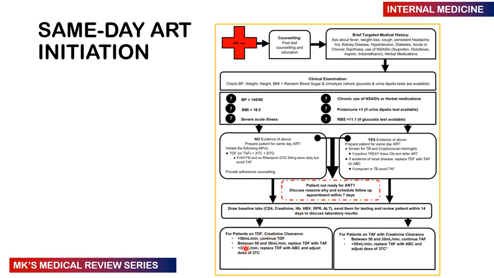If it's less than 30, then replace the TDF with ABC, and then also adjust the dosing of lamivudine. So ABC, lamivudine, as well as dolutegravir. And then, of course, if the creatinine clearance again is between 30 to 50, continue them on TAF. If it's less than 30, change your TAF to ABC and adjust the dose of lamivudine.